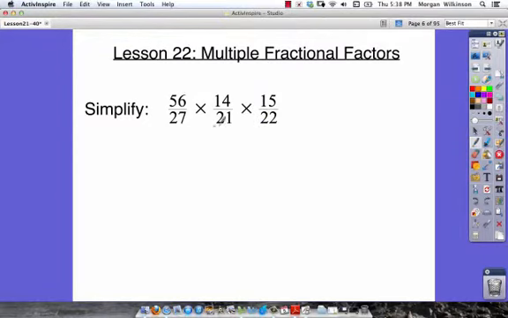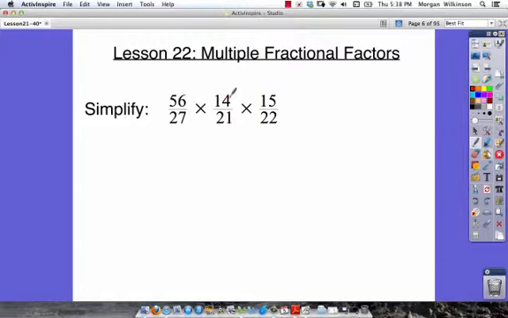Now, the first way we could do this would be to say, what is 56 times 14 times 15? Find our answer. Our denominator would be, what is 27 times 21 times 22? And find our answer. And then we can reduce that. But there's an easier way. The easier way to do this is to simplify before you multiply. Look at what can be reduced before you go ahead and do the multiplication.